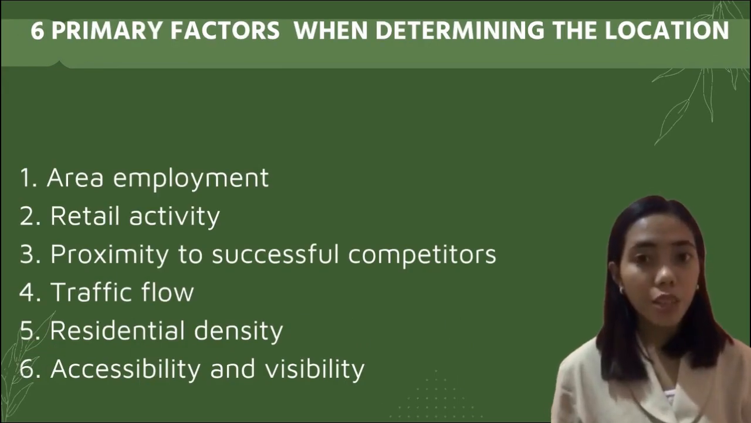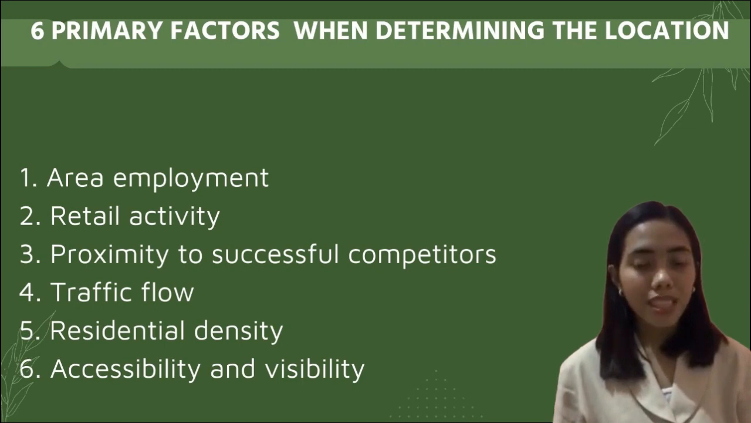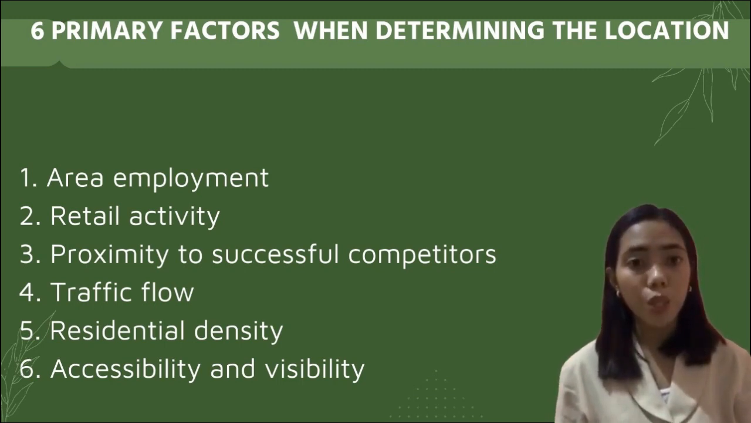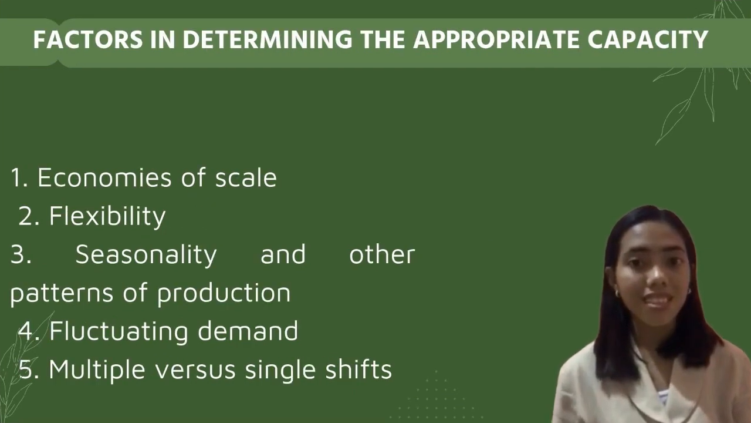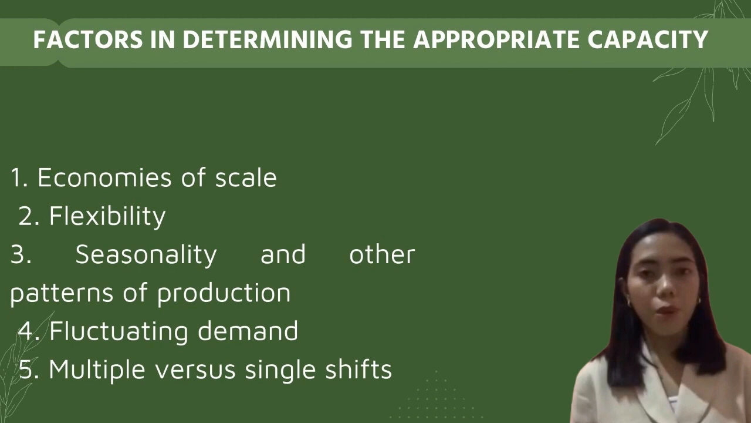Six primary factors when determining the location. First is the area employment, second is the retail activity, third is the proximity to successful competitors, fourth is the traffic flow, fifth is the residential density, and sixth is the accessibility and visibility. Factors in determining the appropriate capacity: the economies of scale, flexibility, seasonality and other patterns of production, fluctuating demand, and multiple versus single shifts.